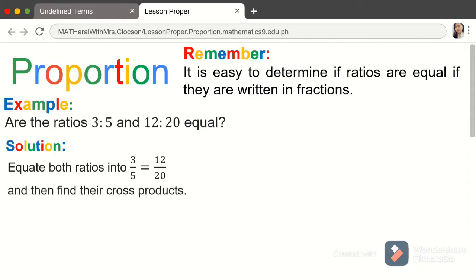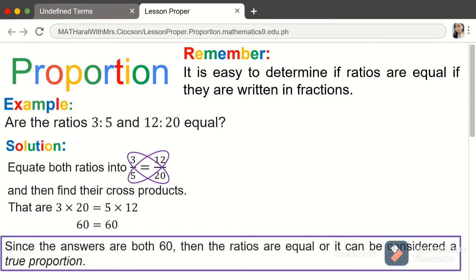So, we have 3 times 20 and then 5 times 12. So, 3 times 20 is equal to 5 times 12. 3 times 20 is equal to 60 and 5 times 12 is equal to 60 also. Since the answers are both 60, then the ratios are equal, or it can be considered a true proportion.